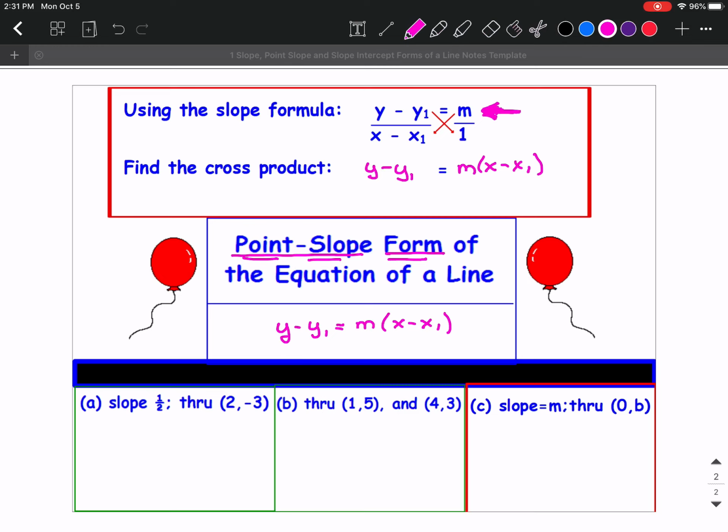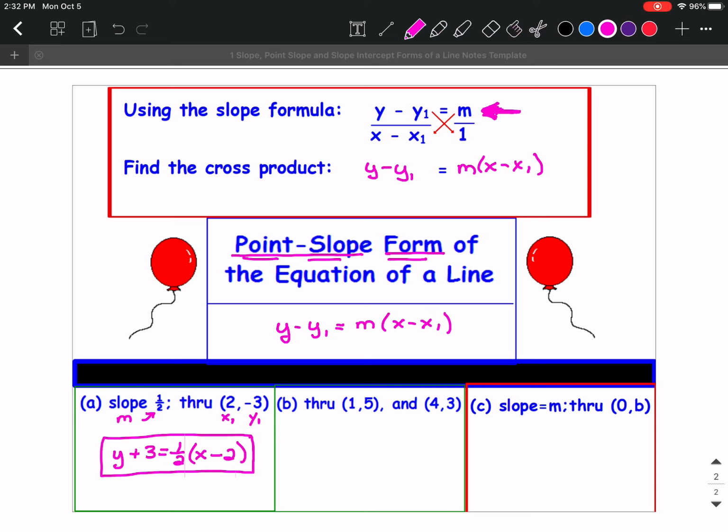Okay? So let's try writing the equations of the line. First off, I give you one where the slope is a half, and it passes through the point 2, negative 3. That means my x1 value is 2, and my y1 value is negative 3. So if we use our formula, y minus y1, it's y minus a negative 3, which becomes plus a positive 3, equals our slope 1/2 times x minus our x value, which is 2. And guys, you're done. Do not distribute that 1/2.